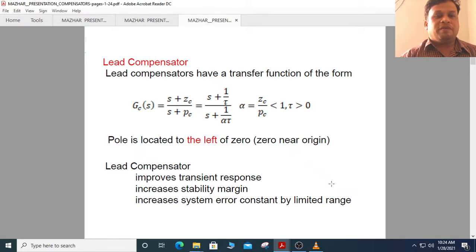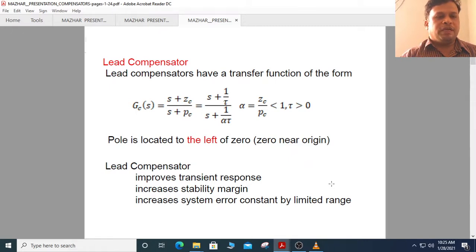Lead compensators have a transfer function of the form GC of S is equal to S plus ZC by S plus PC, that is equal to S plus 1 by tau divided by S plus 1 by alpha tau, where alpha is equal to ZC by PC less than 1 and tau is greater than 0. This equation is written for the lead compensator. Another point is that the pole is located to the left of the 0, near the origin.